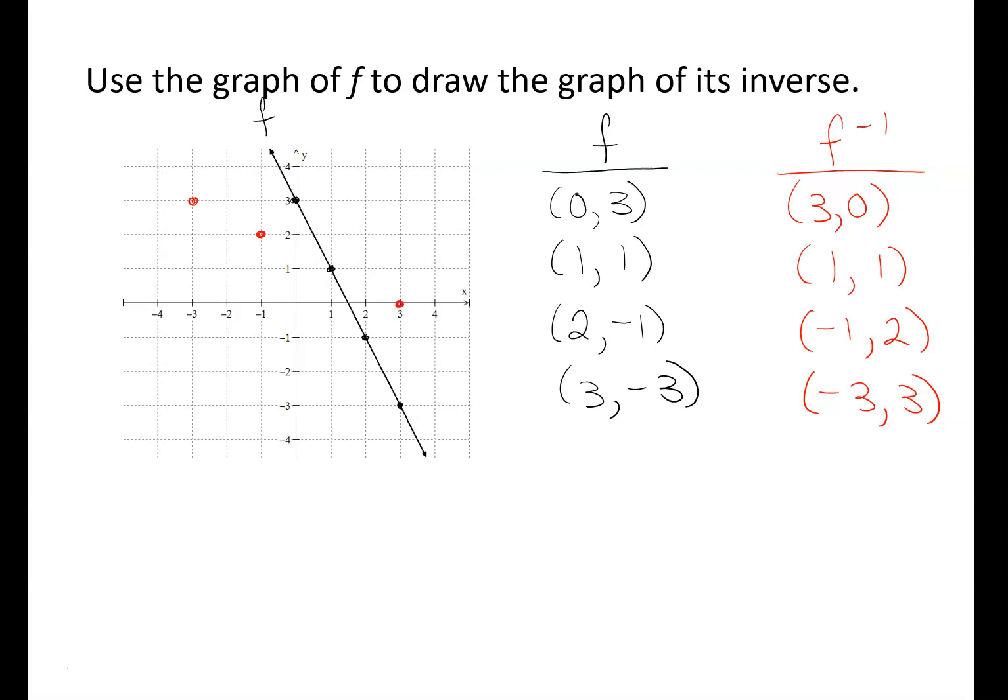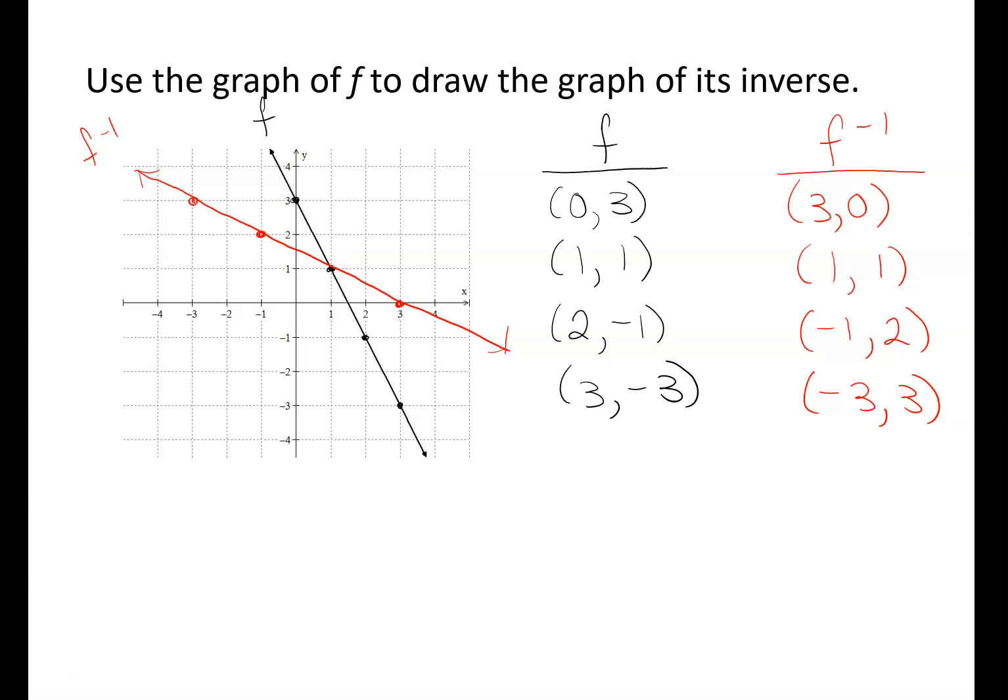Let me see if I can use a straight edge myself. Not sure how well this is going to work, but we'll try it here. Well, okay. And go ahead and put some arrows on the ends and label that F inverse. So that red line that I drew is F inverse. Okay, so that's how you graph it.